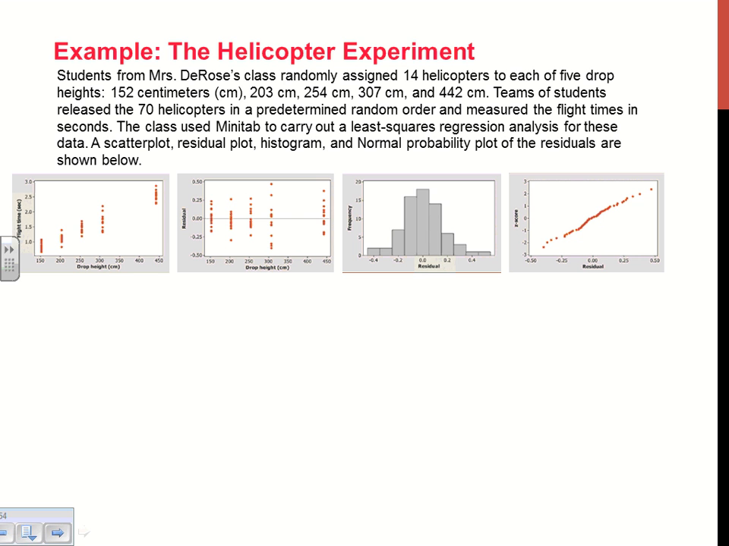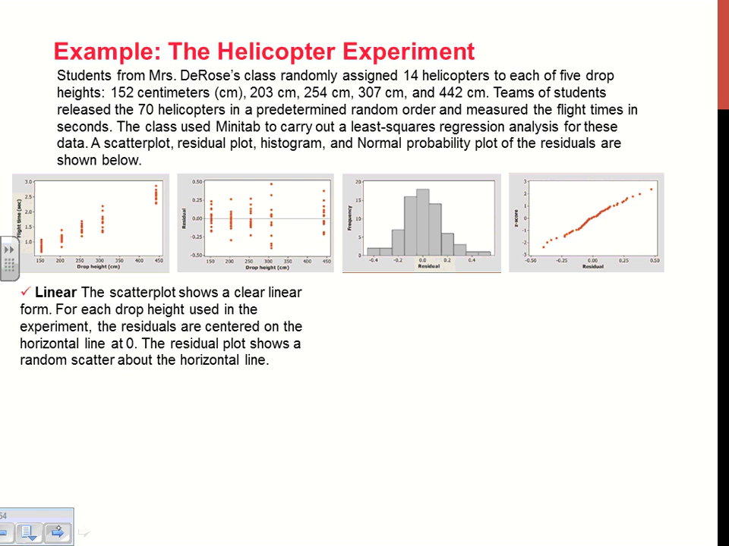All right, so here's an example. The helicopter experiment. Students from Mr. Rose's class randomly assigned 14 helicopters to each of 5 drop heights: 152 centimeters, 203 centimeters, 254 centimeters, 307 centimeters, and 442 centimeters. Teams of students released the 70 helicopters in a predetermined random order and measured the flight times in seconds. The class used Minitab software to carry out a least squares regression line analysis for these data. A scatter plot, residual plot, histogram, and normal probability plot are all shown below.